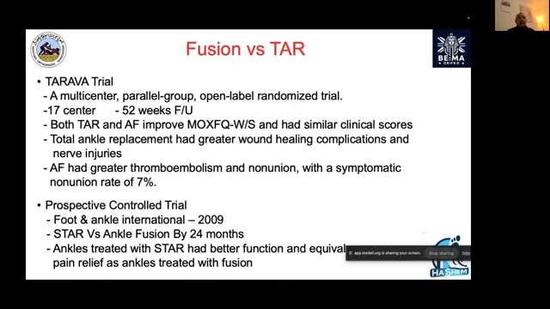At 24 months, they found that ankles treated with the STAR had better function and nearly equal results regarding pain relief compared to the fusion. So from the TARVA trial and this prospective controlled trial, we can say that fusion is comparable to replacement, and each one of them has its merits and challenges, but again and again, ankle replacement is getting better and better. With implant development and improvement, the ankle replacement results are better and better, and as you can see, the NJR says 96% survival at 10 years, which is something very, very promising.